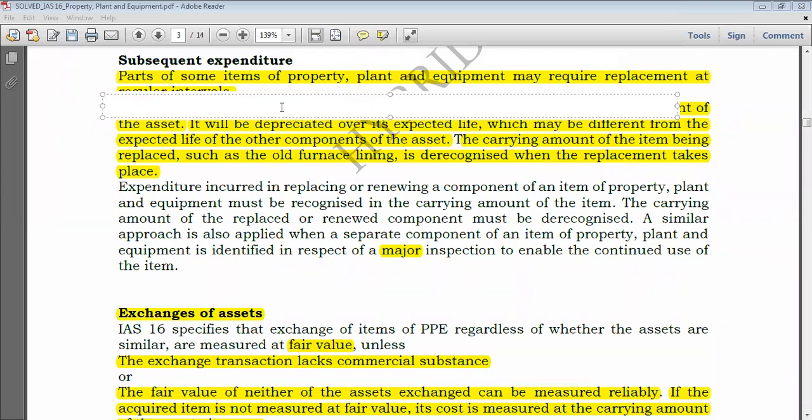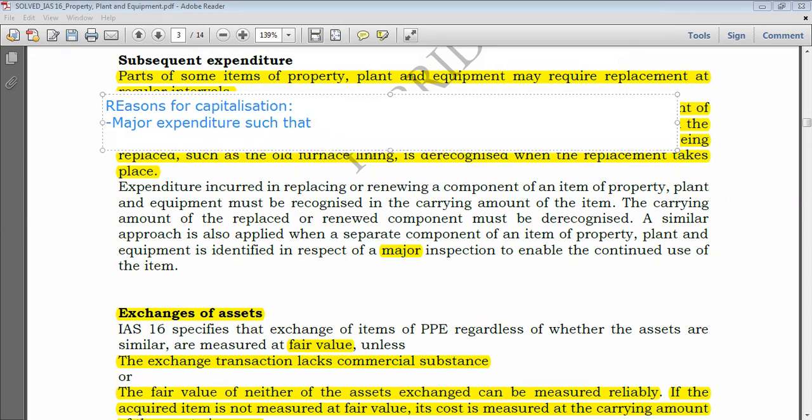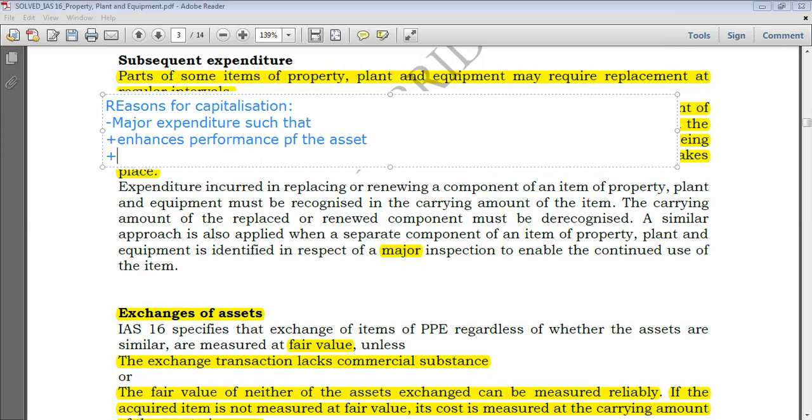So actually, you could say reasons for capitalization. What could be the reason? Let's say you have made a major expenditure such that the expenditure enhances the performance of the asset, so the asset performs very greatly, but also let's say it increases the useful life of the asset.